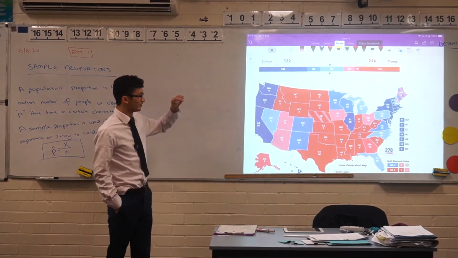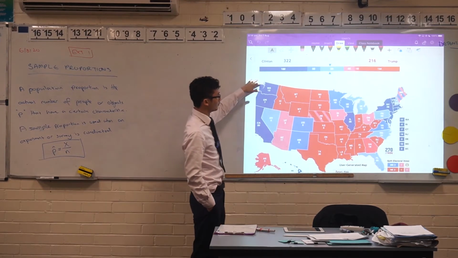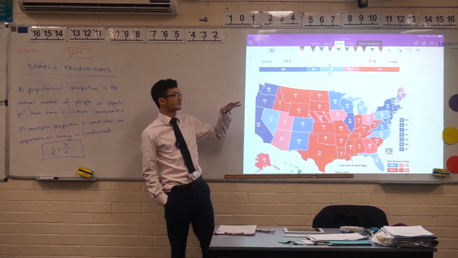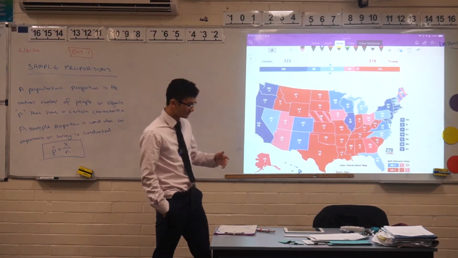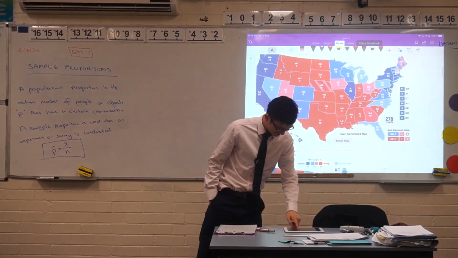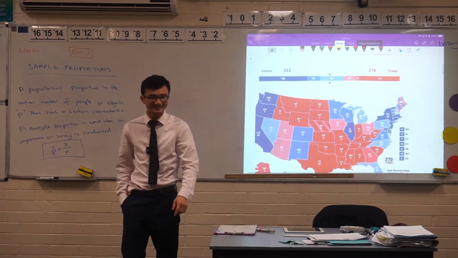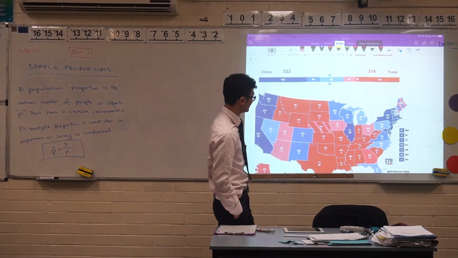But when you're looking at the whole of America, this is the pre-polling map. Blue represents Clinton, the Democratic Party. I don't even know my American politics. And then red is Republicans. Someone will correct me if I'm wrong.